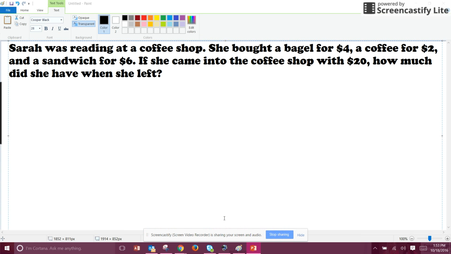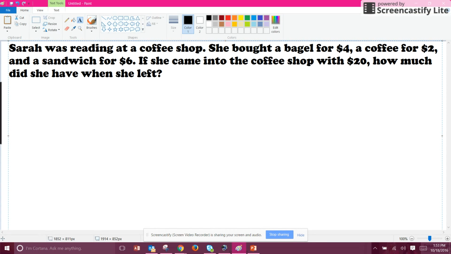Okay, so we're going to be solving word problems, many of which will have more than one operation. When I say operation, remember that would be addition, subtraction, multiplication, or division. So you could be doing two of those in a problem. Let's first just read the problems to see if we understand it.